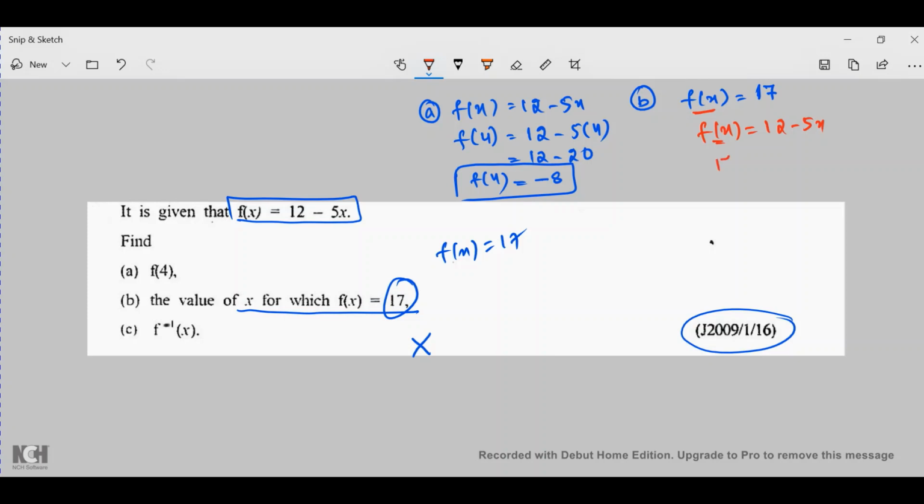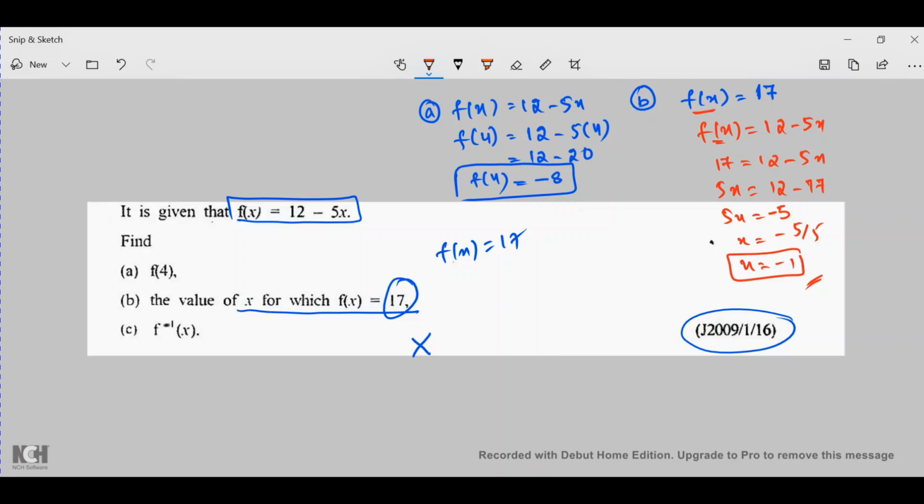This is 17, not x. Please be careful. This is a good, important question, an important part. This 5x is plus and 12 minus 17. And 5x is equal to 17 minus 12, which is 5, negative 5. And x is equal to minus 5 upon 5, which is minus 1. And we have done it. Okay.